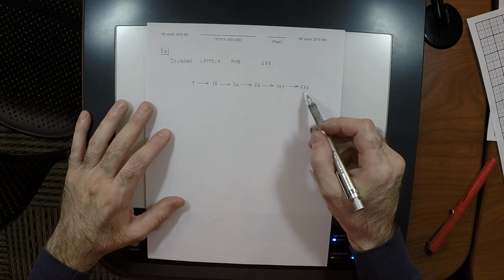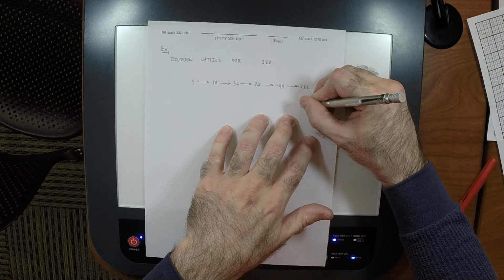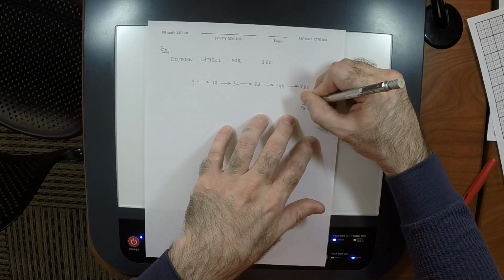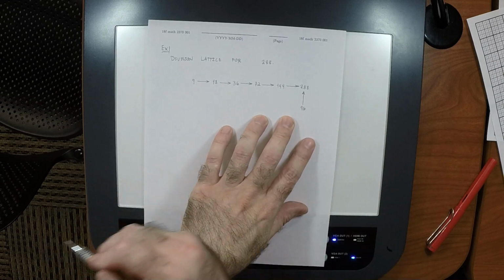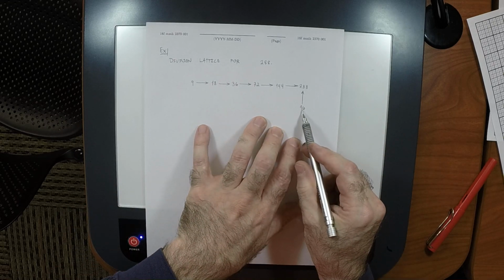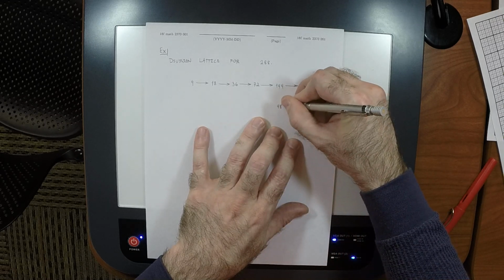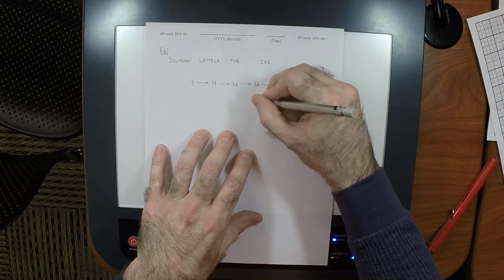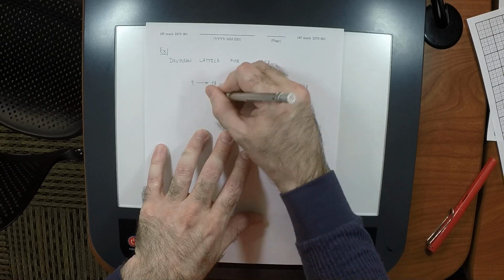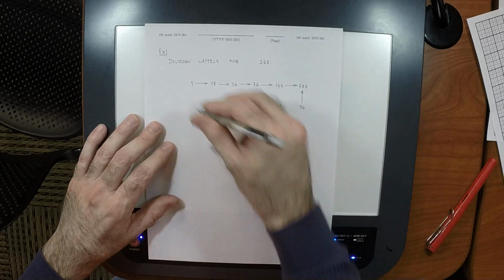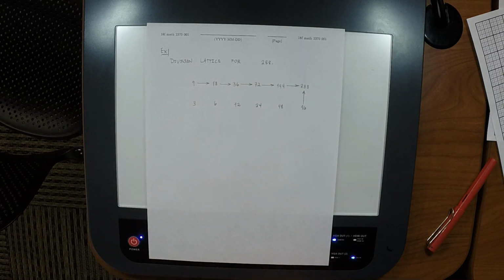So what's 288 divided by 3? 96. So 96, and 96 divides 288. Now from here, I'm going to go left again. So 96 divided by 2 is 48. Divided by 2 is 24, divided by 2 is 12, divided by 2 is 6, divided by 2 is 3. And of course, I can't divide by 2 anymore.